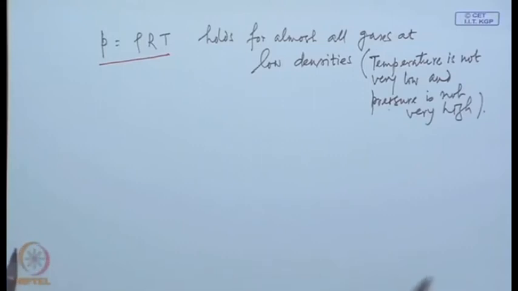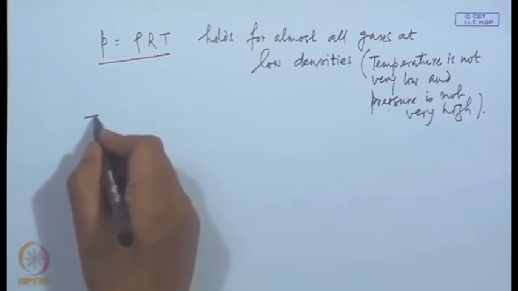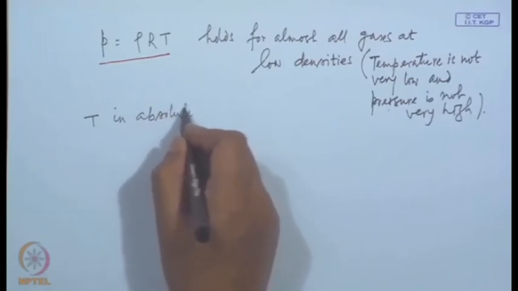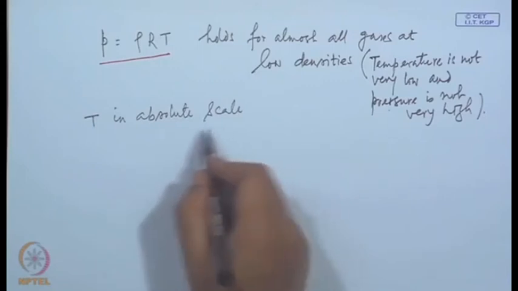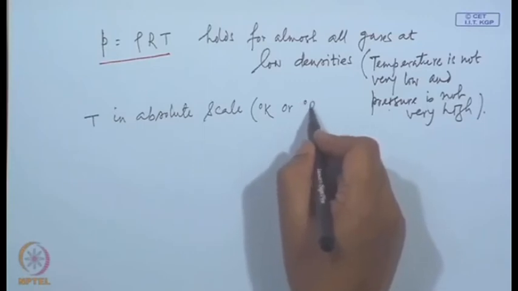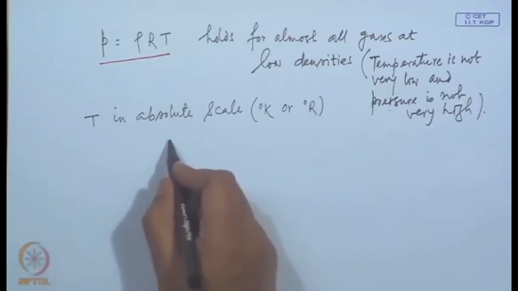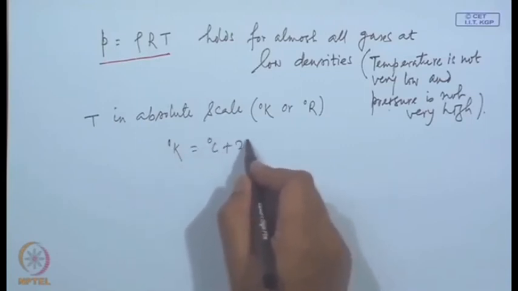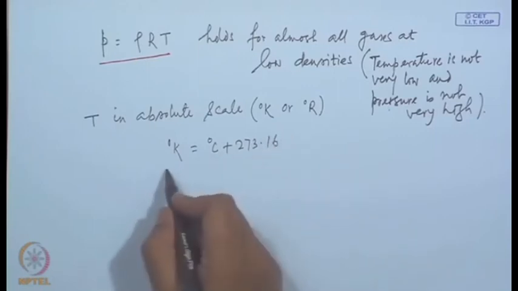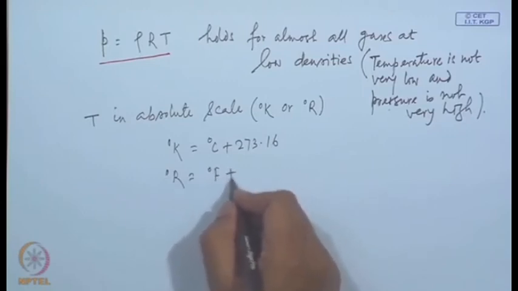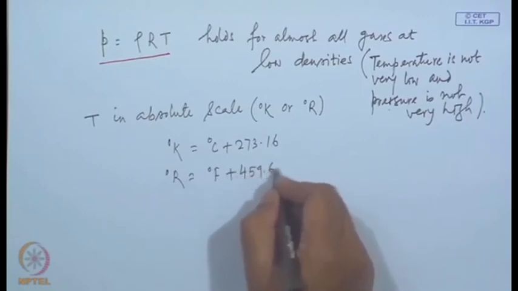We have already mentioned that T must be expressed in absolute scale, that is degree K or degree R, and as you know, degree K is degree centigrade plus 273.16 and degree Rankine is degree Fahrenheit plus 459.69.